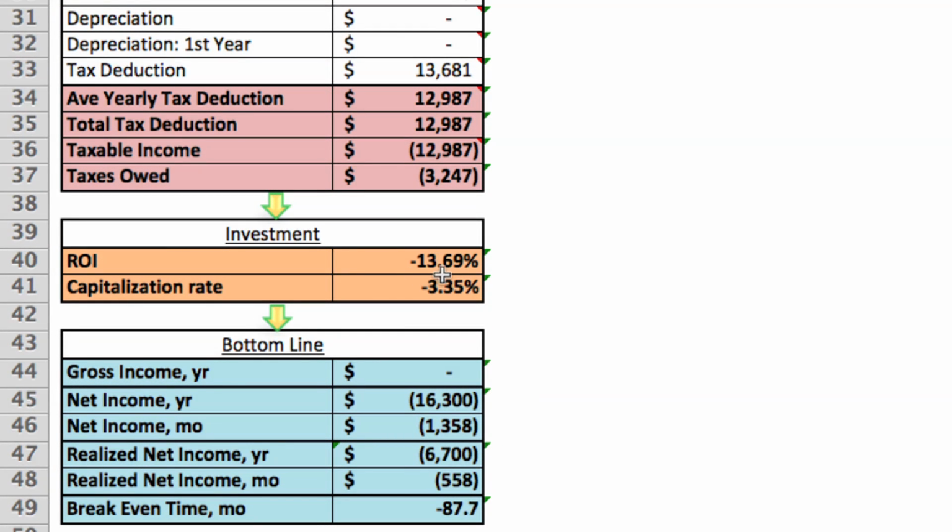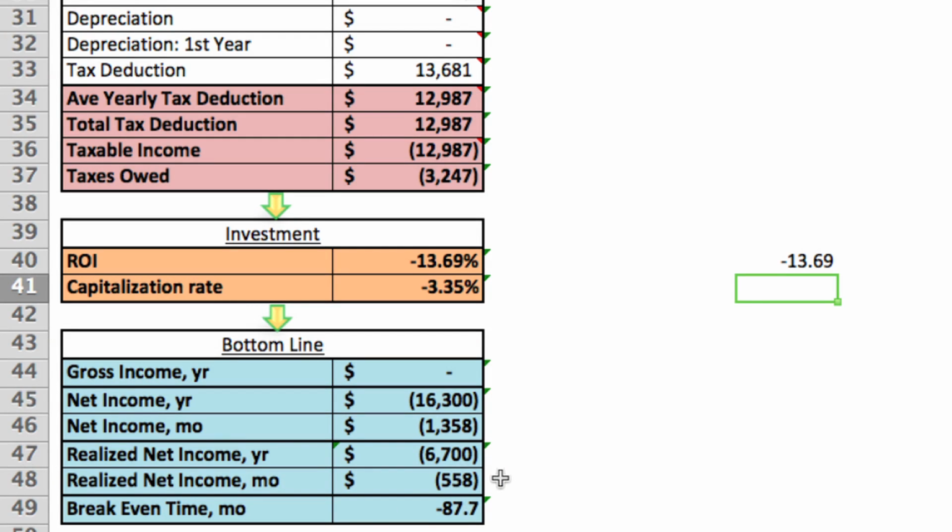Here we have an ROI of 13.69%, and of course that's negative 13.69%. For just memory's sake, I'm going to carry that over here, negative 13.69%. And we're going to keep focus on that number because that's the ROI of this case we just ran. Now the bottom line numbers, this is really just the net income. Now we have a net income, which is negative, and a realized net income.